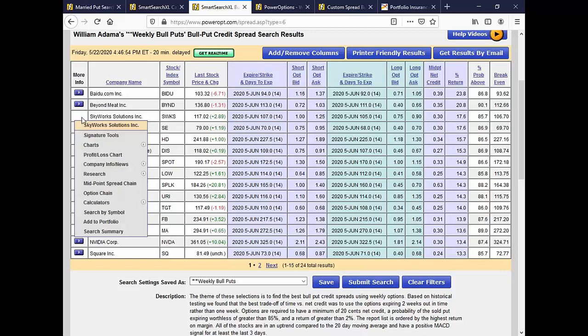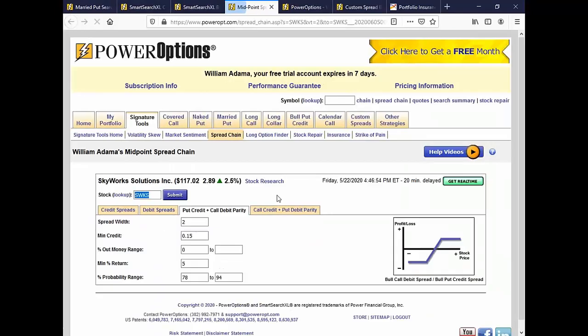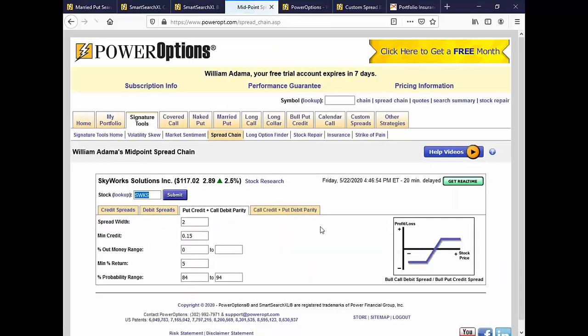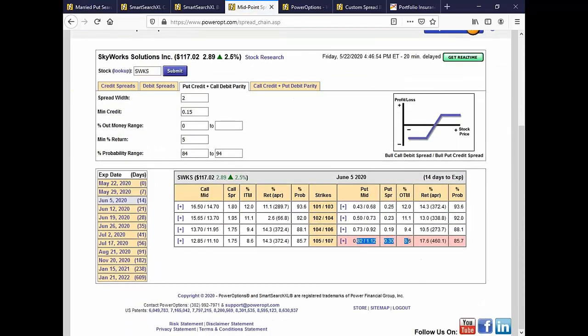I'm going to go to our spread chain tool very quickly. Midpoint spread chain, excuse me. And I'm looking for 2-point spreads, minimum 15-cent net credit. Fine, we're going to have to lower that. And I've got to have my probability range up to 84, 85% to 94. Okay, so my spread's still there. It's highlighted in red for us.